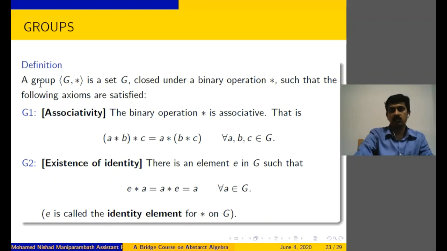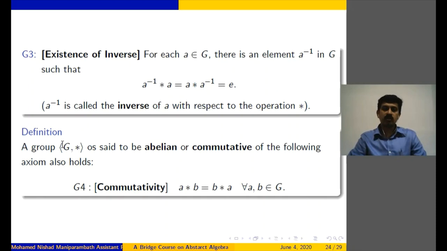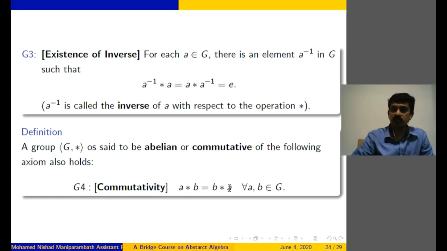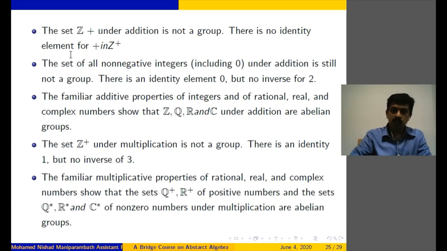We already discussed the commutative binary operation. So we define: a group G star is said to be abelian or commutative if the commutative law is satisfied, that is, A star B equal to B star A for every A, B belongs to G. Now I am giving an exercise for the students; I am just listing the groups. You may check whether these mentioned sets are groups with the given binary operation.